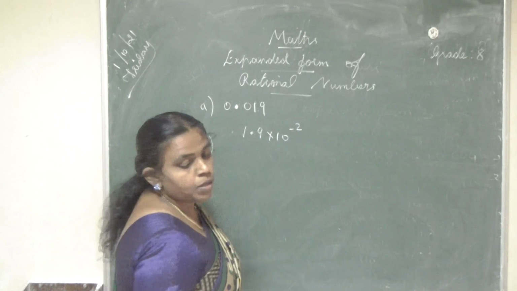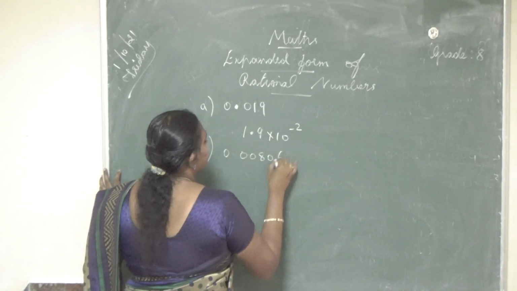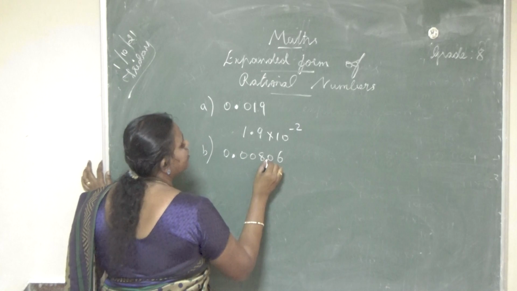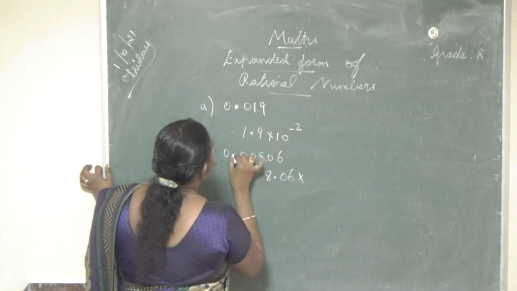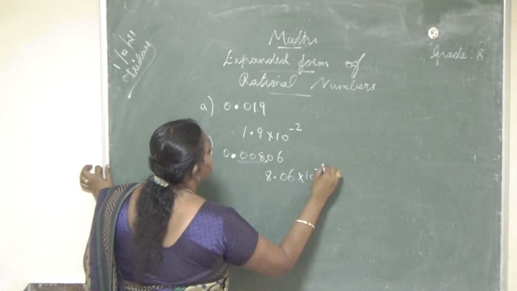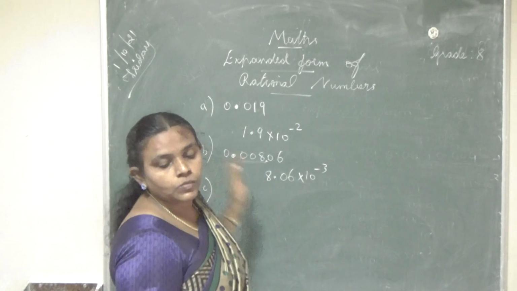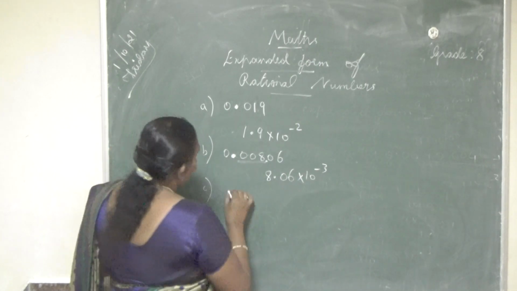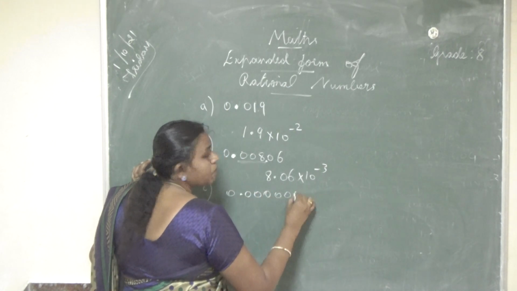B. 0.00806. How will you write it in standard form? 8.06 into, the point moved here. So how many digits are there? 3. 10 to the power minus 3. Next, 0.00000555.